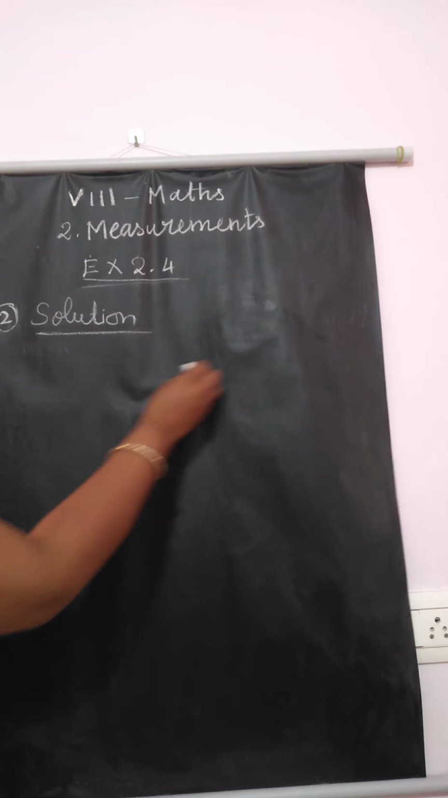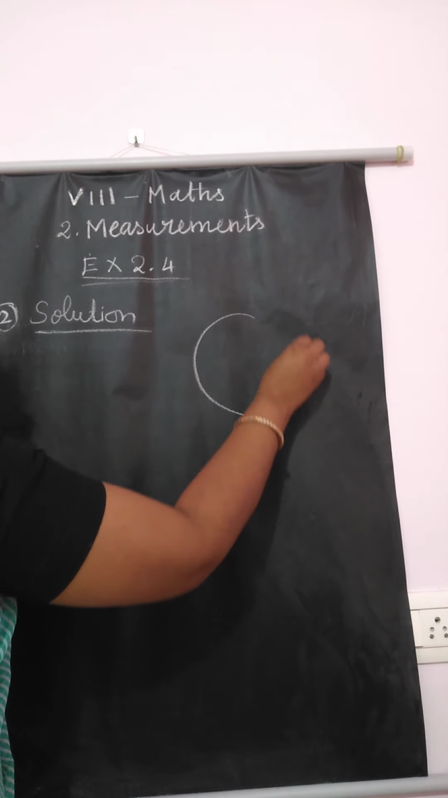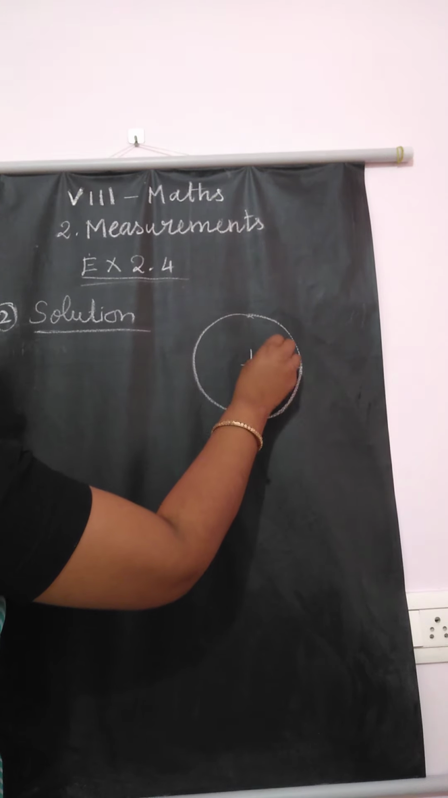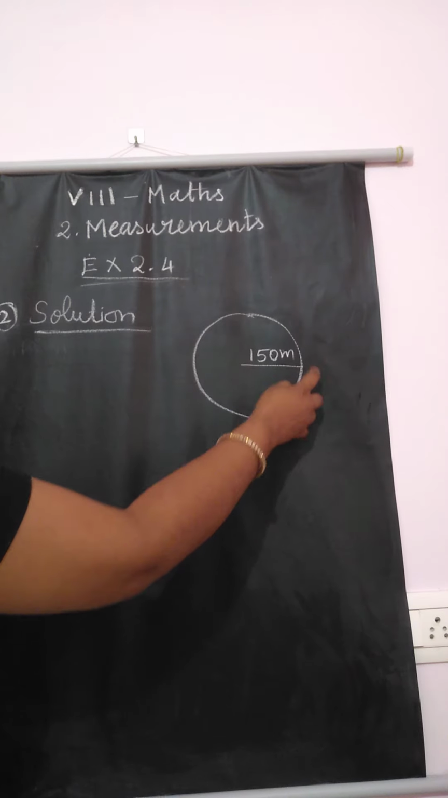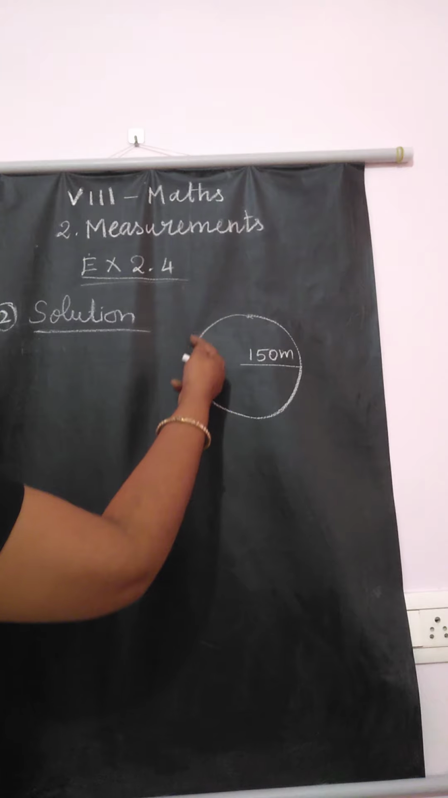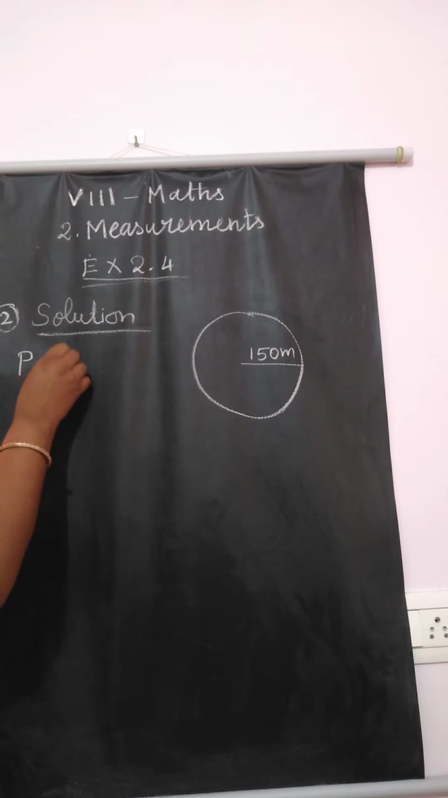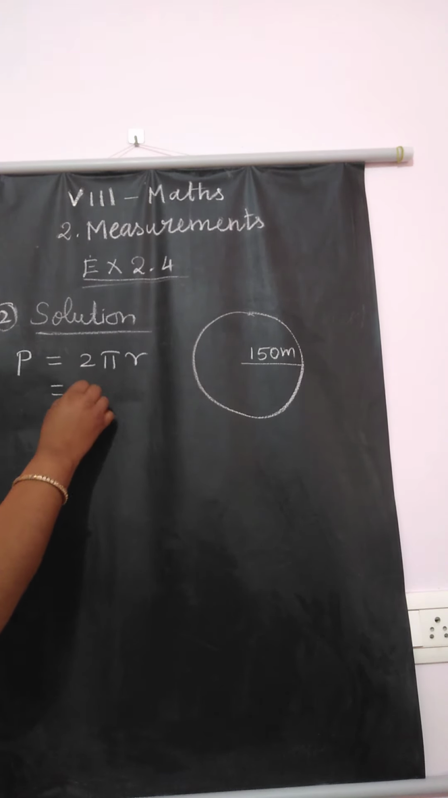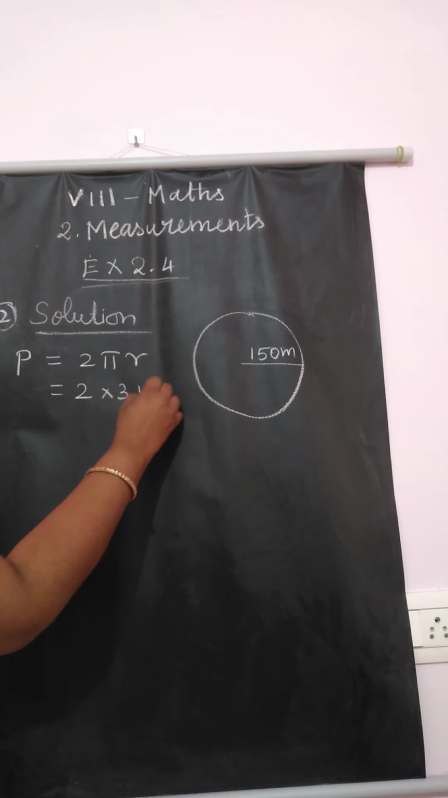Now the solution for the second question. This is the circular track. The radius is given as 150 meters. A person covers the circular track in 9 minutes, so in 9 minutes he covers one circular track. So we are going to take the perimeter here. P is equal to 2 pi r. So P is 2 into the pi value, we know that it is 3.14, into r.